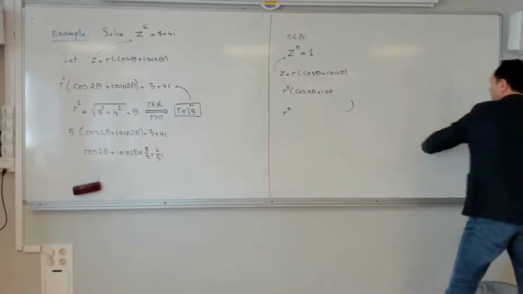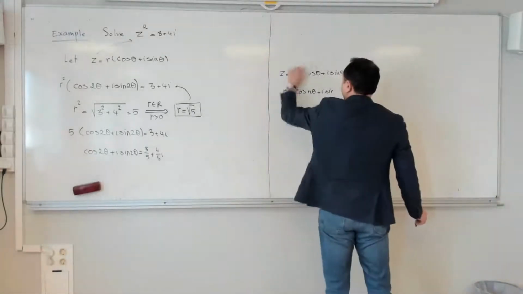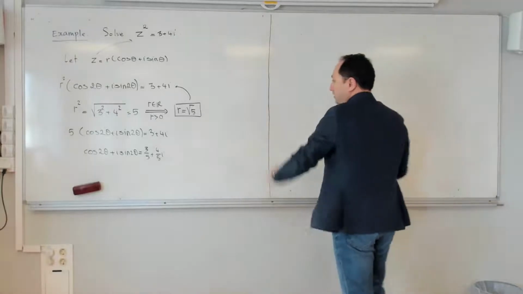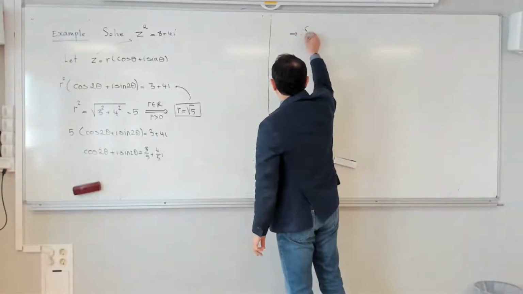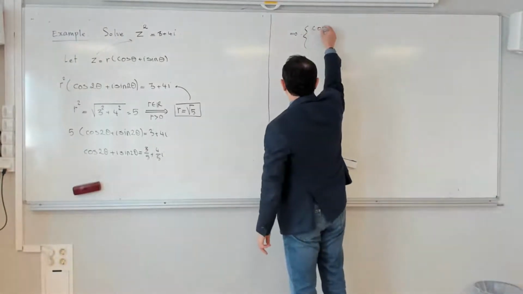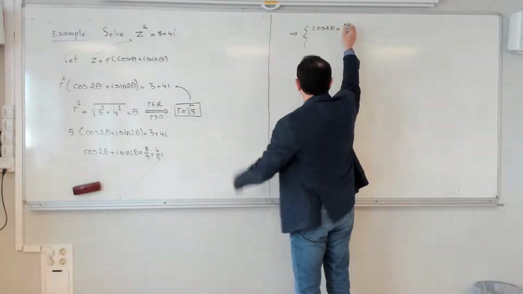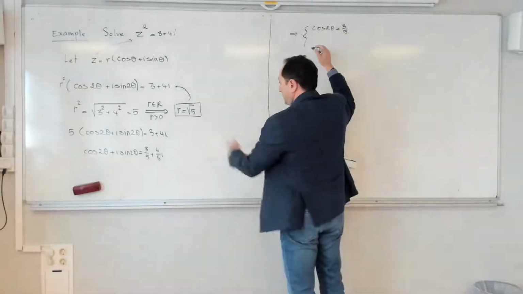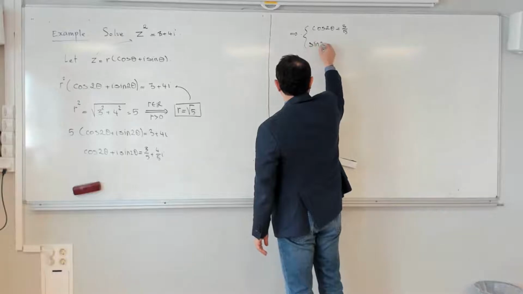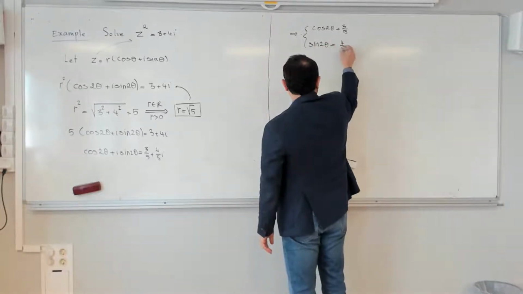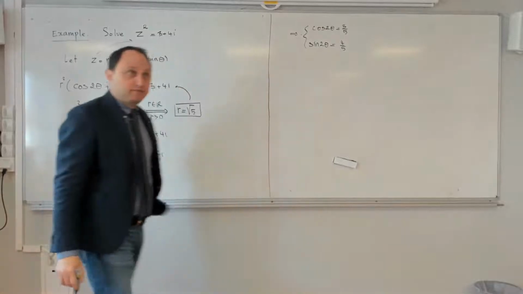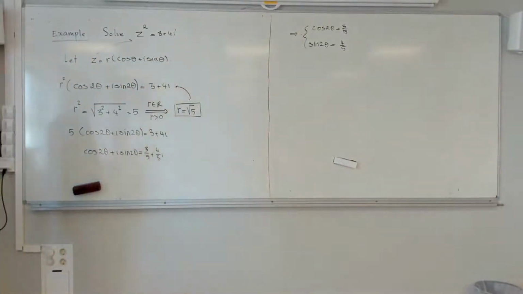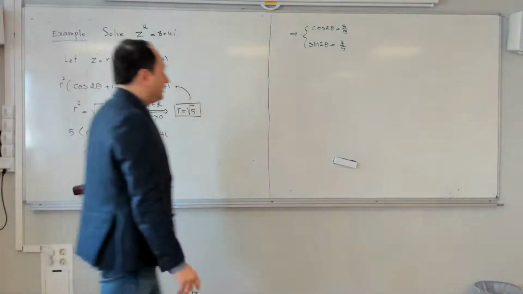Okay, so what can I conclude from here? I can conclude that cosine 2 theta is 3/5, and sine 2 theta is 4/5. This is what I get, not more than that. But these are not famous angles, yes? And if you put this in the calculator, you might get a lot of decimal points, yes? So what can I do now if I want to keep the exact values? Can you tell me?